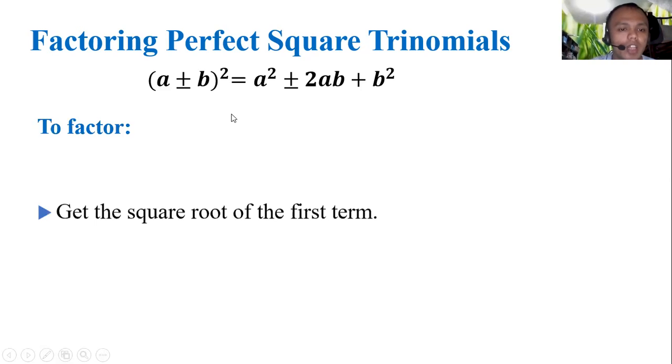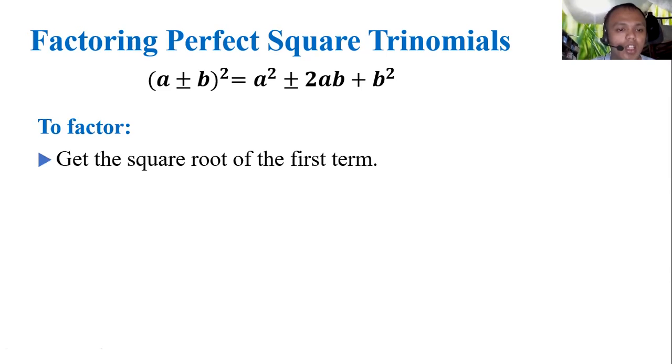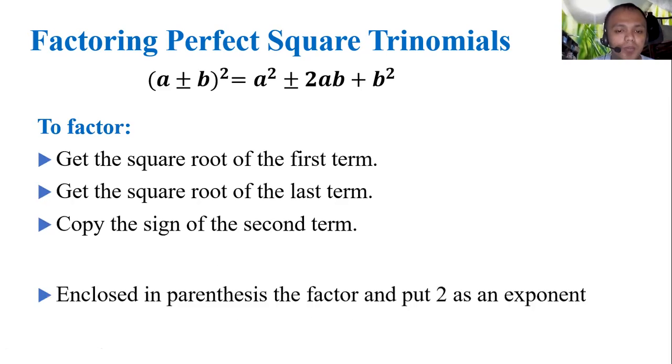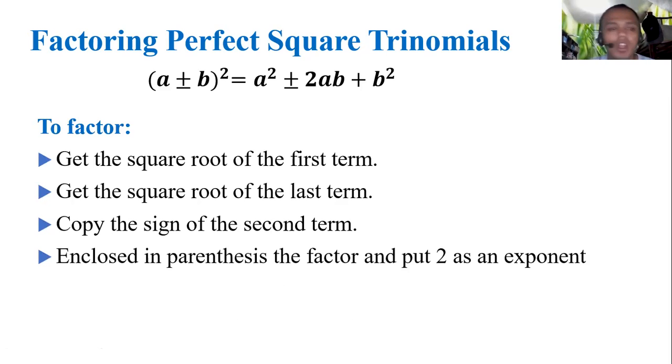Now, to factor, get the square root of the first term and then get the square root of the last term, then copy the sign of the second term, then enclose the factor in a parenthesis and put 2 as an exponent. First, get the square root of the first term, then the square root of the last term. Then the sign of the second term, whether plus or minus; that's why there is a plus or minus here, because there will be times when it is plus and times when it is minus. Then enclose the two square roots in parentheses together with the sign, and put 2 as an exponent.